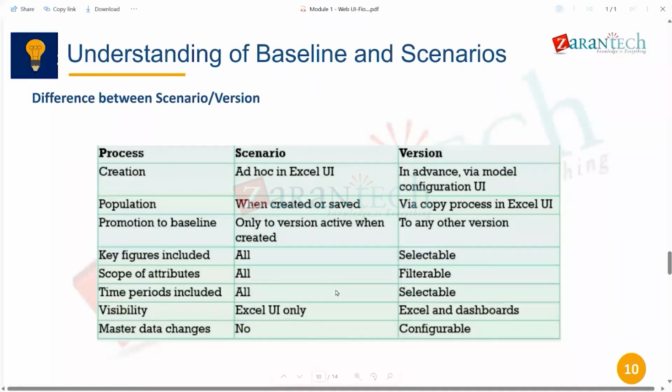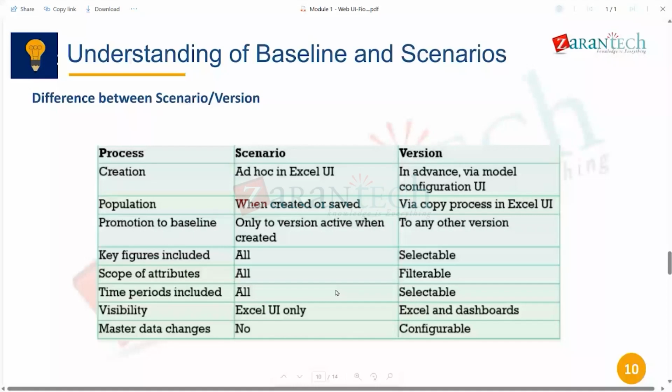Okay, so understanding the baseline and the scenario. Process, scenario, and version are the three verticals. So in the creation of the process, basically we have ad hoc process in the Excel user interface, and in version we have the configuration or the advanced configurations available. Similarly, in the population and promotional base, when created or saved it is the scenario, and via copy process in the Excel user interface. So these are basically the baseline and the scenarios as to what are the offerings by the IBP, for the scenario, and what are the versions available in the market.